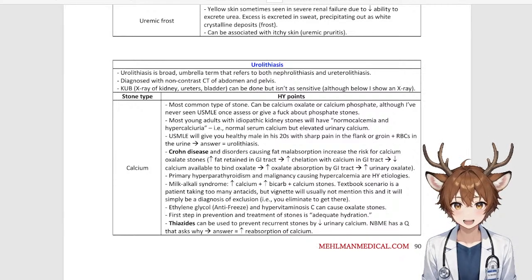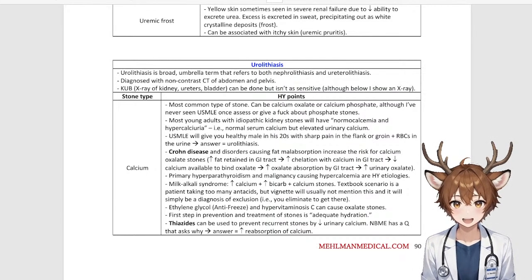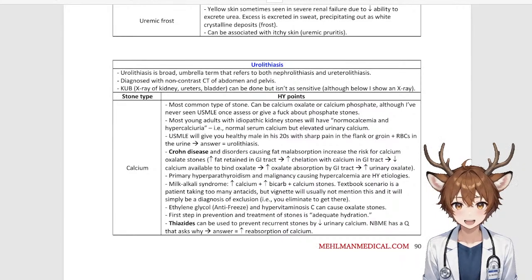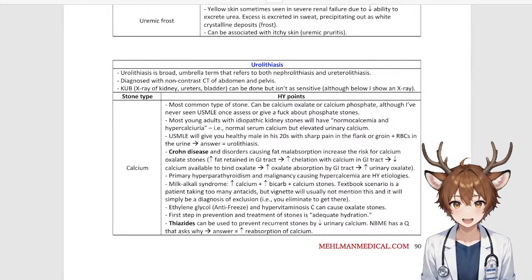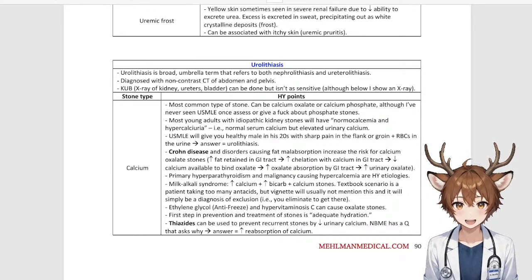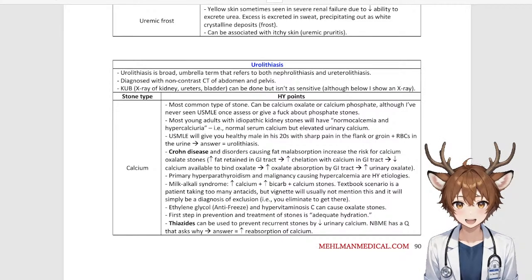Urolithiasis. Urolithiasis is a broad umbrella term that refers to both nephrolithiasis and ureterolithiasis. Diagnosed with non-contrast CT of abdomen and pelvis. KUB, X-ray of kidney, ureters, bladder can be done, but it isn't as sensitive, although below I show an X-ray. So here's a stone type, and then here's the high yield points.